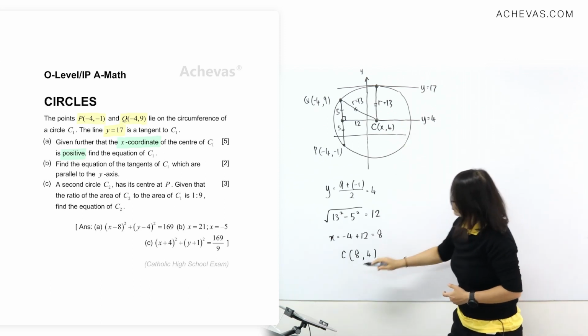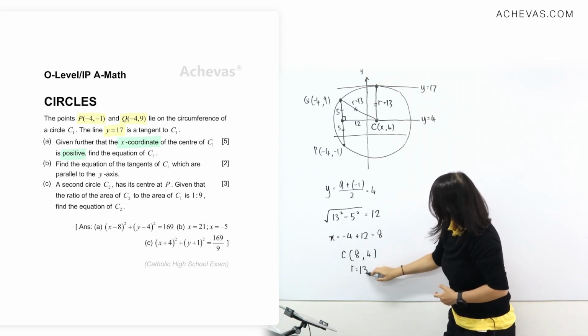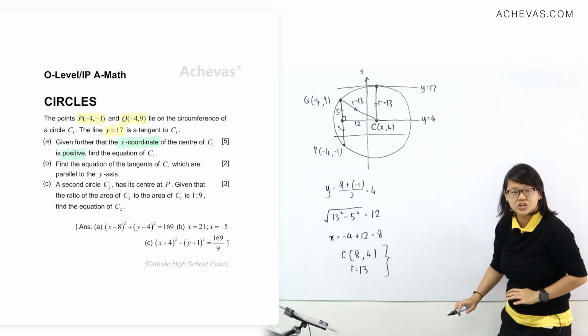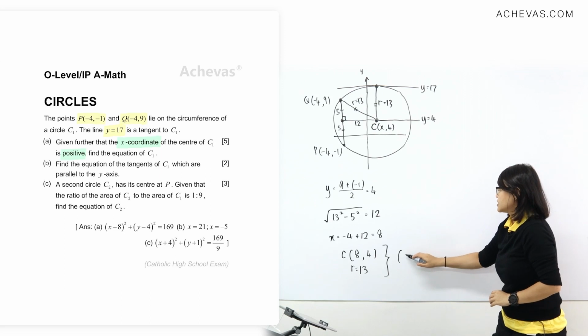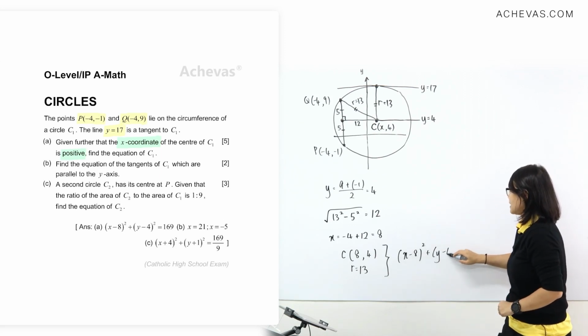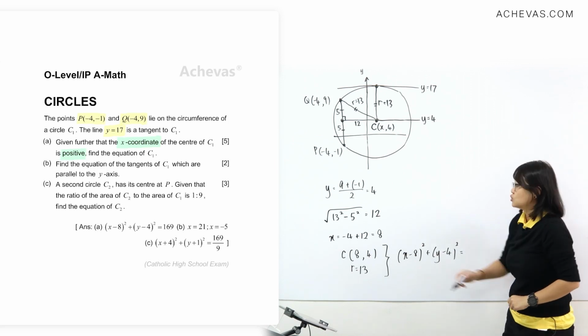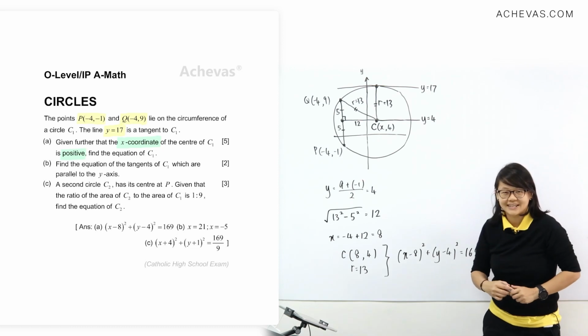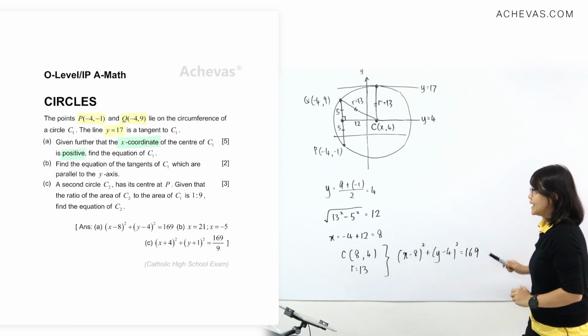And since I already know the radius is 13, we can use these two pieces of information to form the equation of the circle. The equation of the circle will be (x minus 8) squared plus (y minus 4) squared equals radius squared. So 13 squared gives me 169. So that's part A of the question.